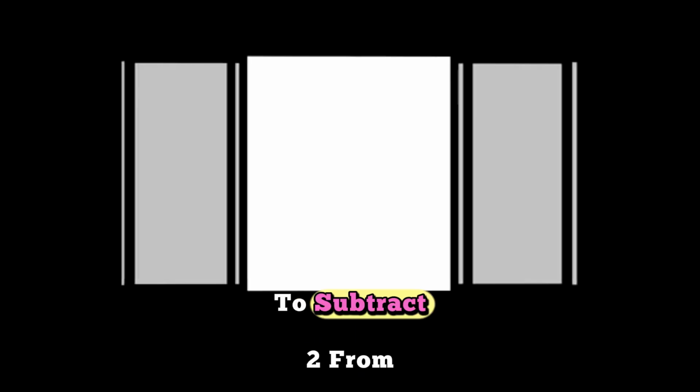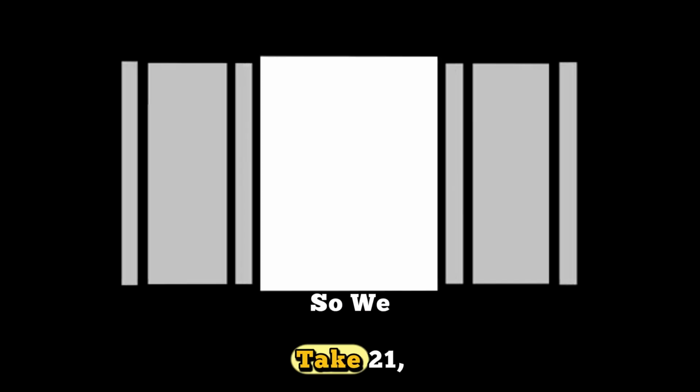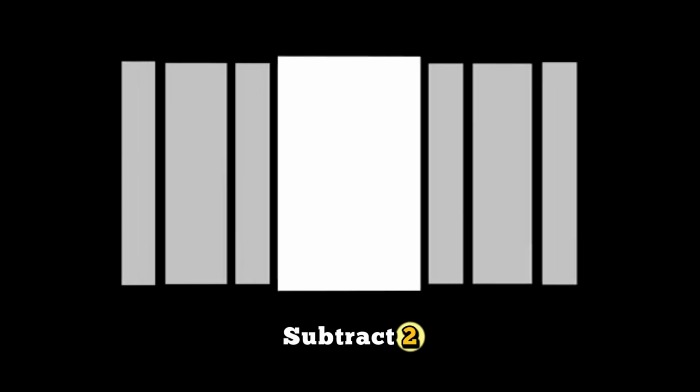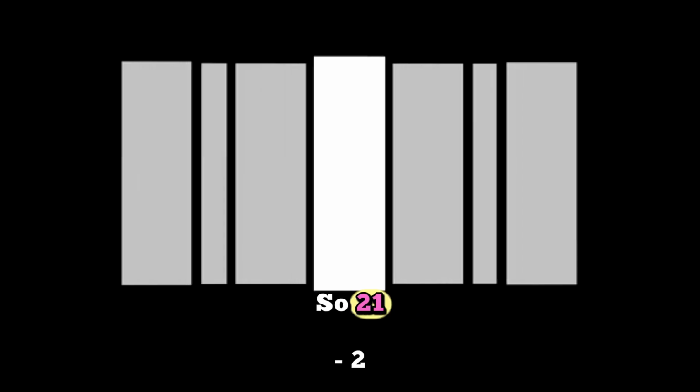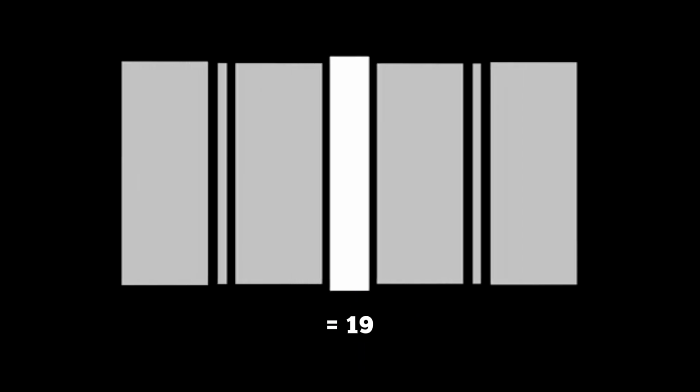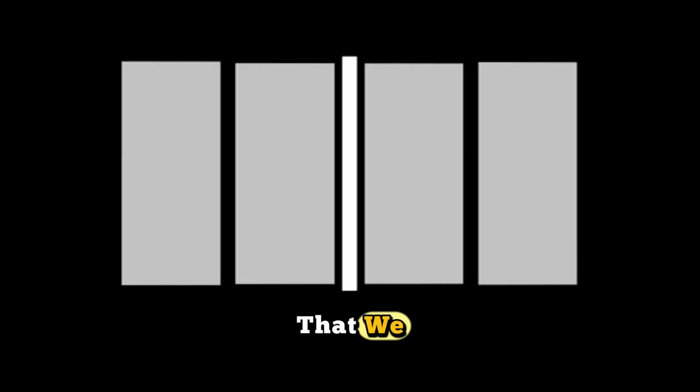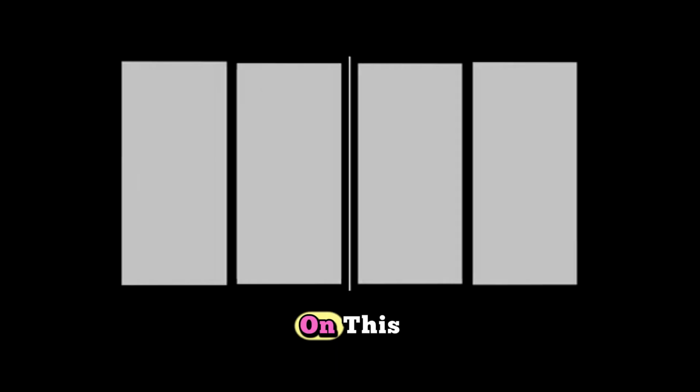And then we have to subtract 2 from that range. So we take 21, subtract 2, which gives us 19. And then we'll do the same thing for this one. So 21 minus 2 is equal to 19. Okay, so now we know that we have 19 usable IP addresses on this subnet.